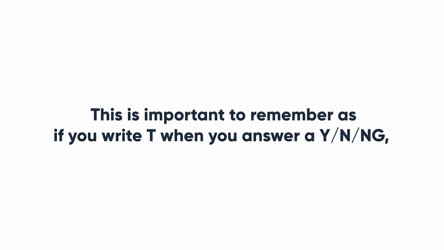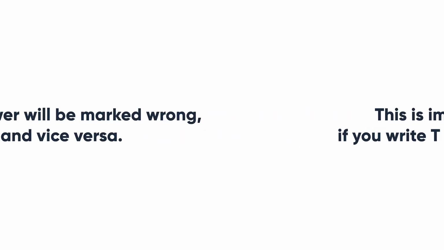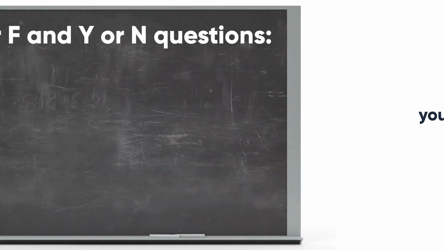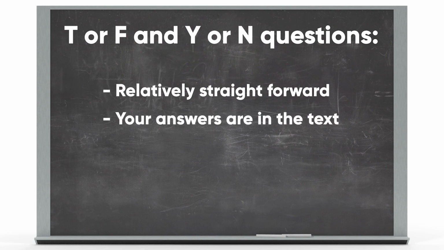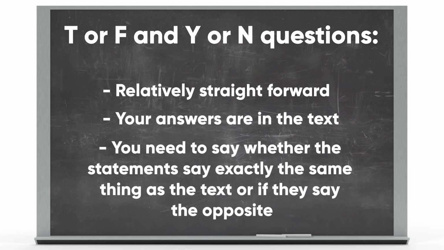This is important to remember, as if you write true when you answer a yes, no, not given question, your answer will be marked wrong and vice versa. True or false and yes or no questions are relatively straightforward, as your answers are in the text and you just need to say whether the statements say exactly the same thing as the text or if they say the opposite. The important thing to remember here is that all the information in the statements will be in the text.